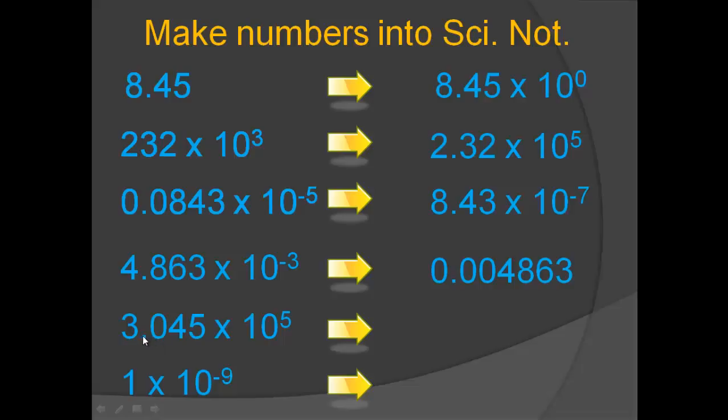For the next one, this guy is telling you that the actual number is 10 to the 5th times bigger than this number. So you would have to move this decimal spot. Since it's a positive exponent, you got to move it to the right to make the number bigger. So the actual number is going to be 304,500. And then, of course, the last one, you're going to have to move it 9 spots to the left, making it that number right there.